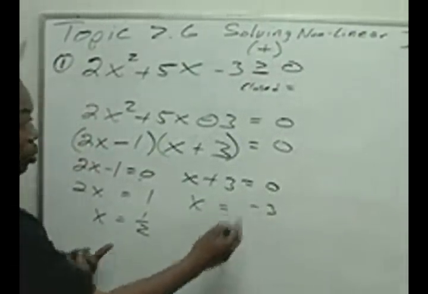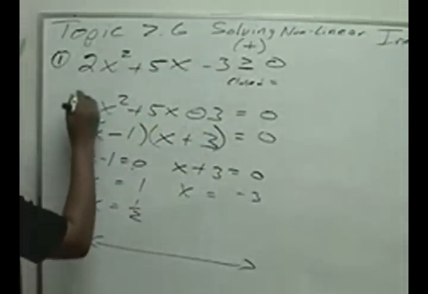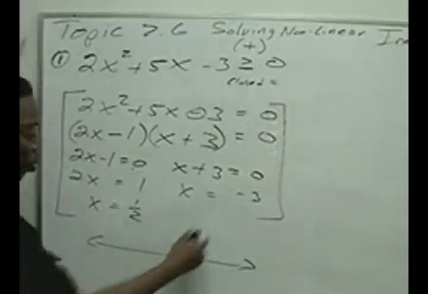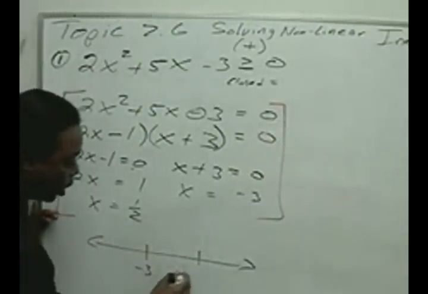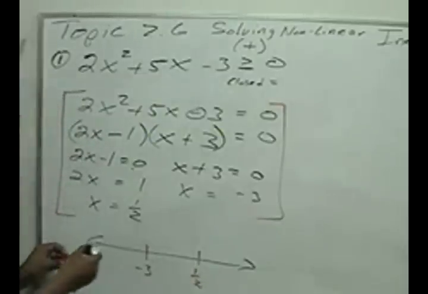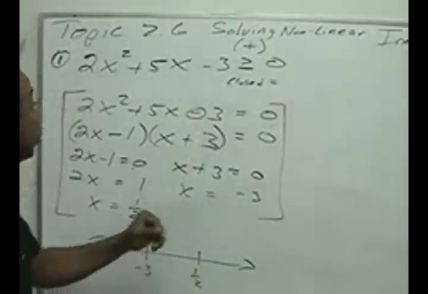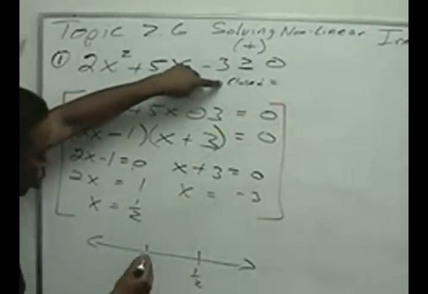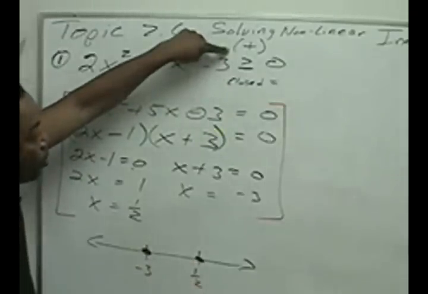Okay, so we have two values here. Those two values, we're going to put on a number line. Just as a reminder, all of this was basically the old stuff that we did, solving for these two points. So our points are negative 3 and 1/2. We put those on the number line. Then we look back to our original. First, the points will be closed, so these two numbers will be closed. And secondly, we're looking for positive pieces.